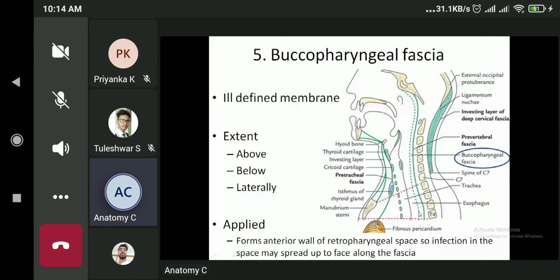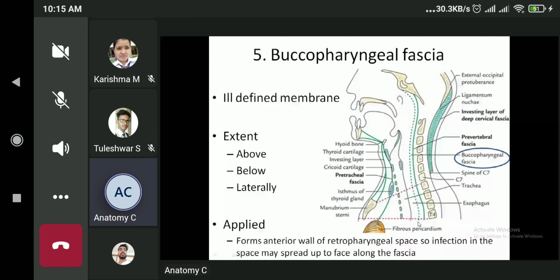Laterally, the buccopharyngeal fascia spreads over the superior constrictor muscle, which is present superiorly here, from there to the pterygomandibular area, and from there to the lateral aspect of the face over the buccinator muscle. This is the lateral extension. Talking about the extent, superiorly it is attached to the base of the skull, and inferiorly it continues with the superior mediastinum.